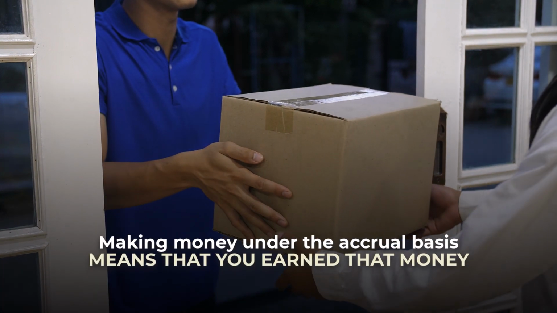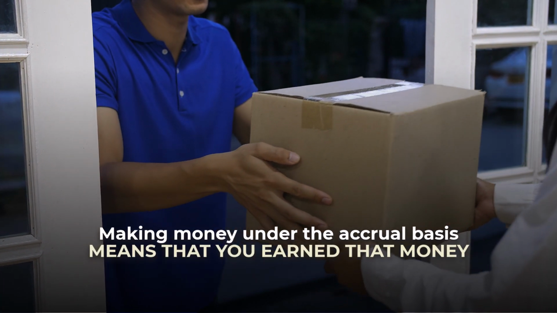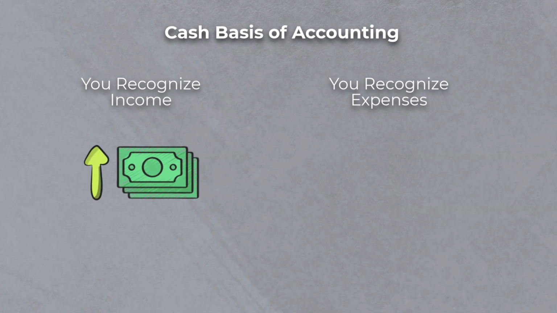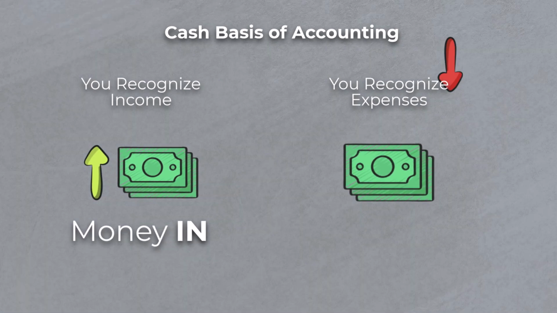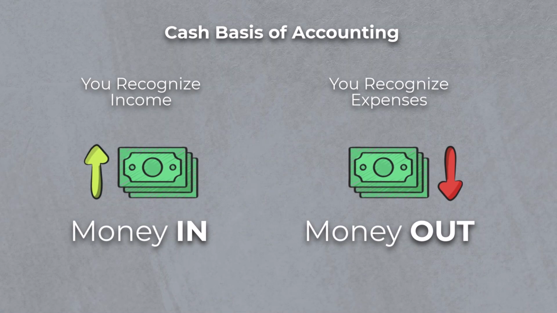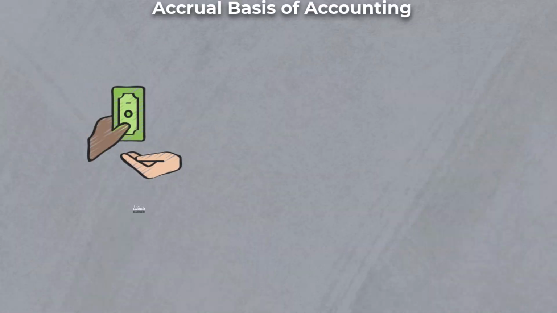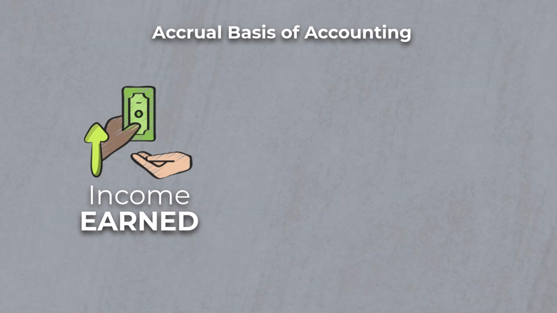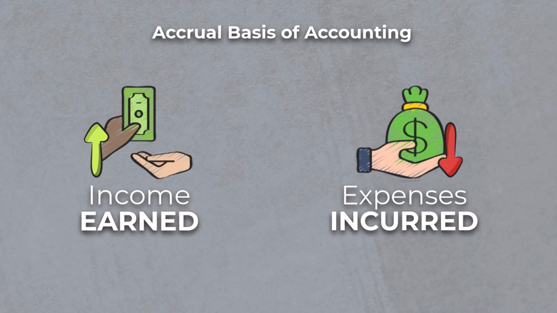It means that you delivered your product or service to someone and generated a sale, regardless of whether they paid you or not. Put differently, under the cash basis of accounting, you recognize income and expenses whenever money enters or leaves your bank account, for the most part. Under the accrual basis of accounting, you recognize income and expenses based off when you actually earned that income or when you actually incurred that expense.